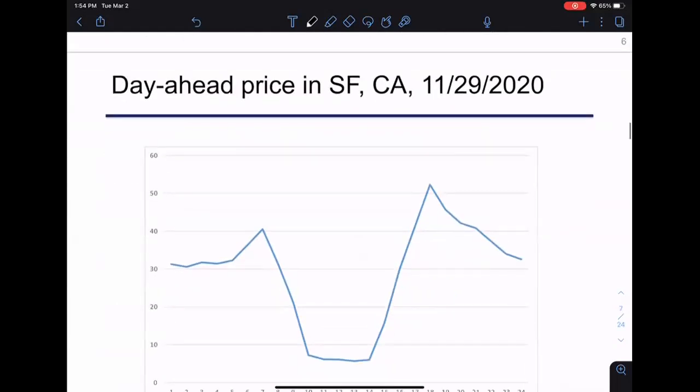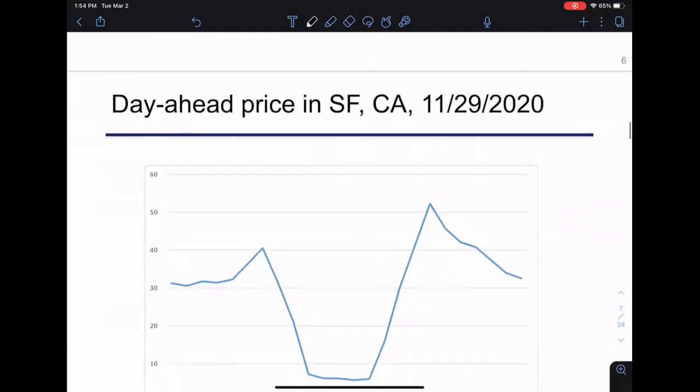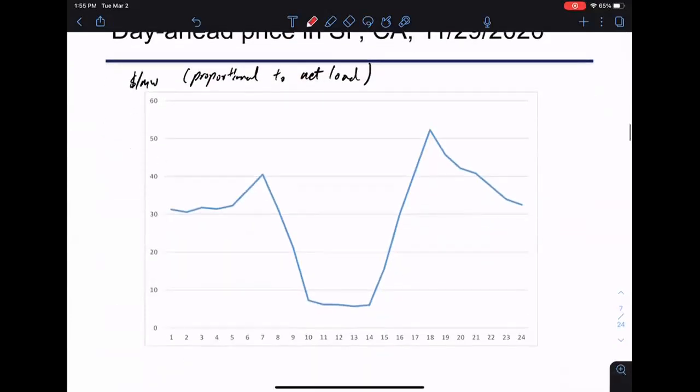For example, this is the day-ahead price. You can think of this as similarly representing. So this is the actual price we're showing, in dollars per megawatt hour. But you can think of this as proportional to net load. So this is very much proportional to that net load. Then what you have is big drops and big ramps, okay? Because when solar starts kicking in, you have a big ramp downwards. When night comes, you have a huge ramp upwards.